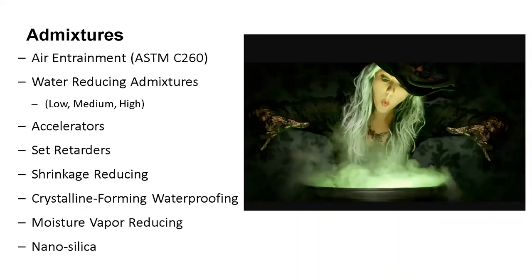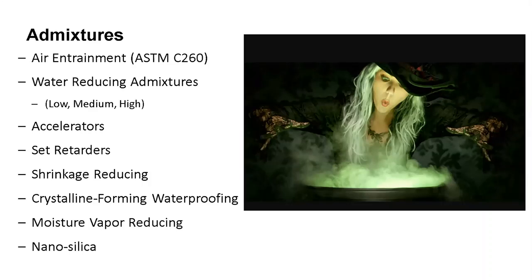The last thing here is admixtures. This is like a witch's brew of different options that we can add to concrete to make it do all sorts of different things. The most common ones are like the air entrainment that I mentioned. We also do water reducing admixtures, which I'm going to talk about water and concrete in a minute. We'll use accelerators to make it set quicker, or retarders to delay the set. We might add shrinkage reducing admixtures to keep cracks at bay.